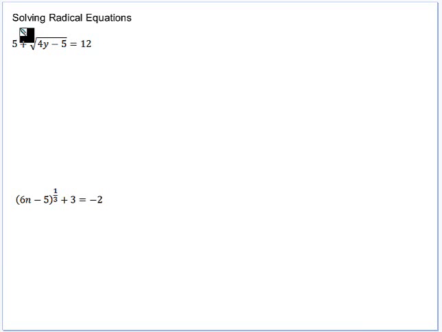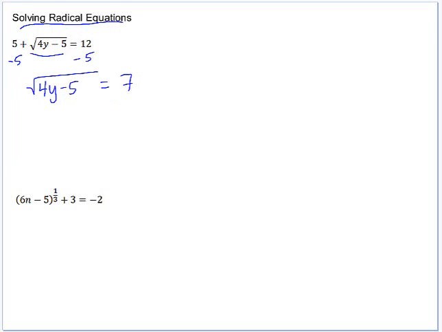Okay, Algebra 2 reviewing for the first semester final. We are going to be solving radical equations. So to solve radical equations, we must get the radical alone. So in this case, we're going to subtract 5 from both sides, leaving us with the square root of 4y minus 5 is equal to 7.